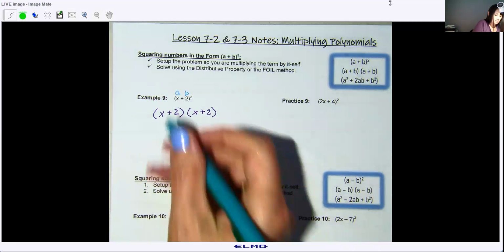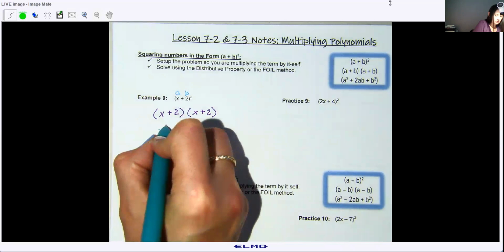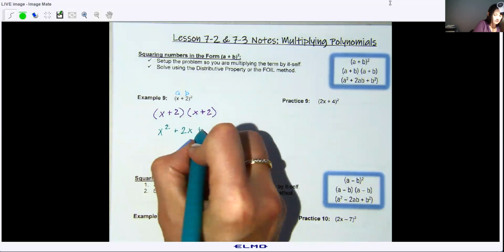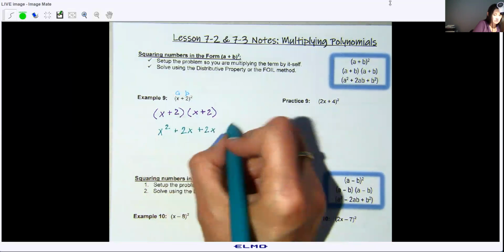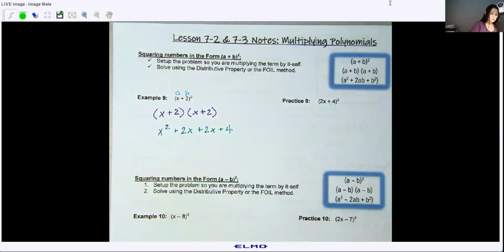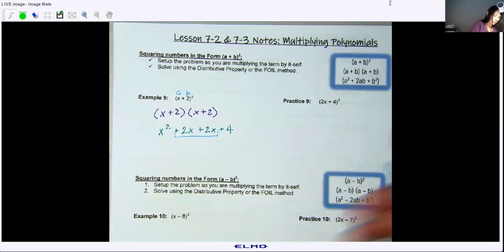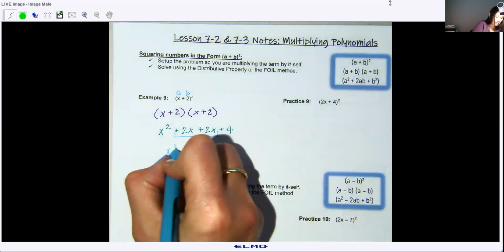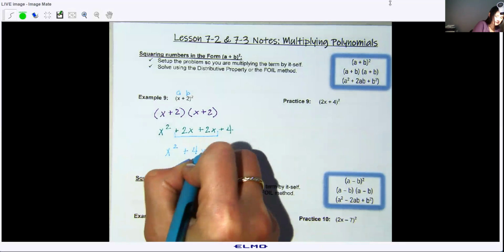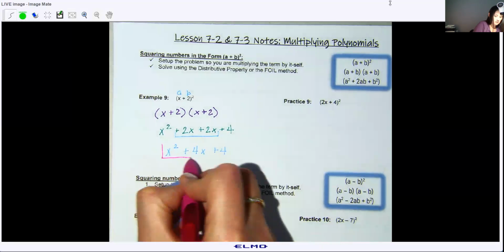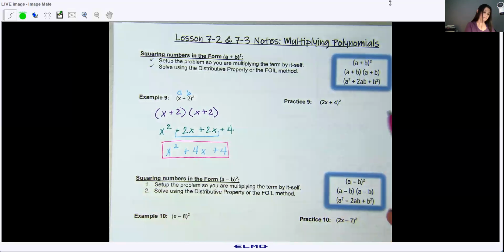You have x times x is x squared, x times 2 is 2x, 2 times x is 2x, and 2 times 2 is 4. I'm going to combine my like terms, and I will end up with x squared plus 4x plus 4. And I believe that's what I said it would be. So let's look at the second one and just apply this rule to it.